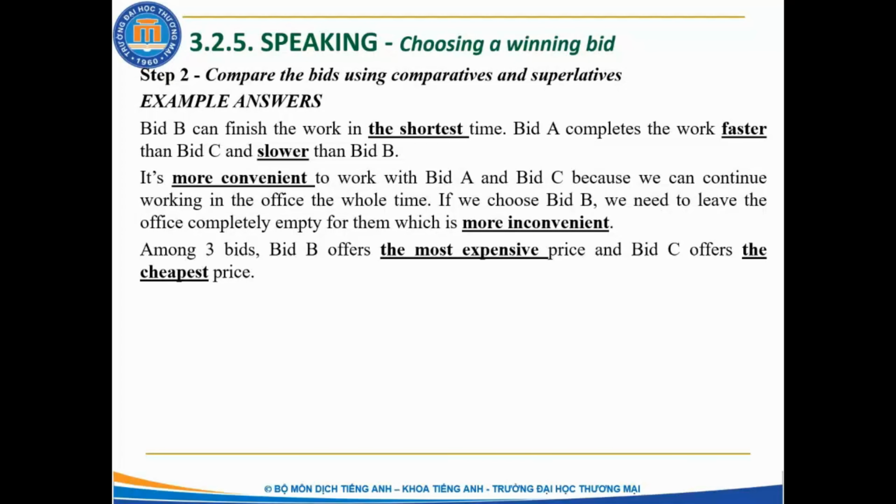Among 3 bids, we can see that bid B can finish the work in the shortest time. Bid A completes the work faster than bid C and slower than bid B. It's more convenient to work with bid A and bid C because we can continue working in the office the whole time. If we choose bid B, we need to leave the office completely empty for them, which is more inconvenient. Among 3 bids, bid B offers the most expensive price and bid C offers the cheapest price.